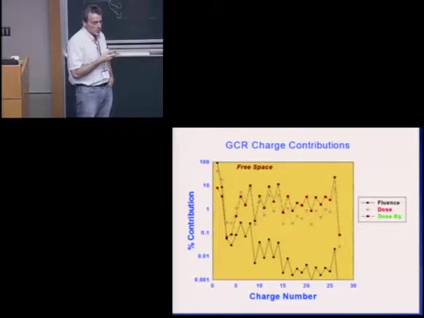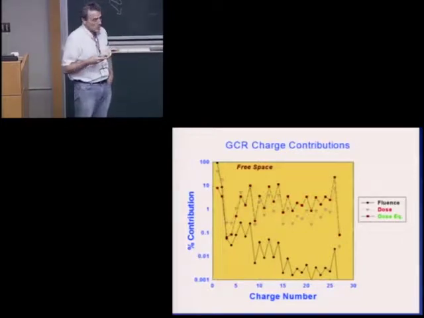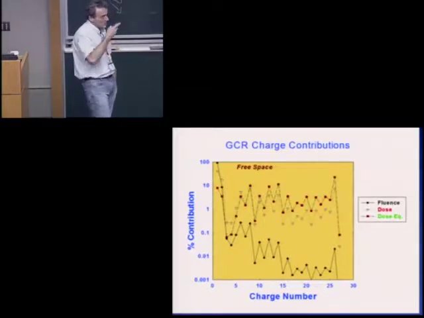Okay, so I remind you about the charge distribution of the particles that I showed you yesterday. So we have to be able to transport all these particles through the shielding and into the body if you want to see the effectiveness of shielding or the atmosphere of Mars.